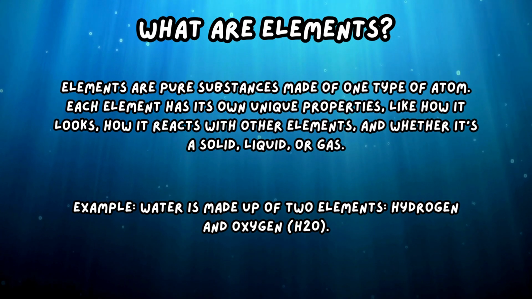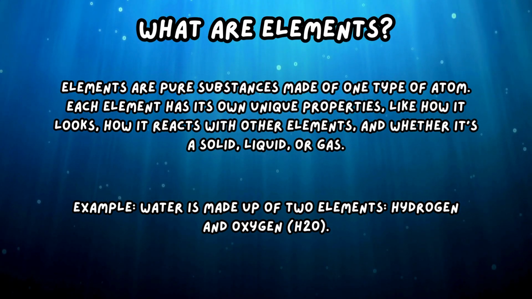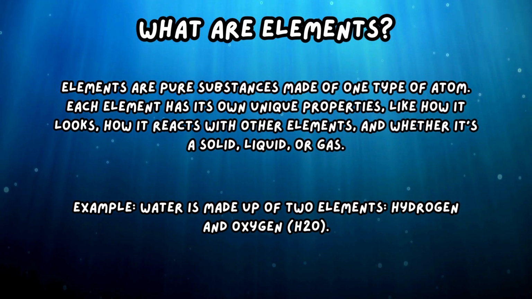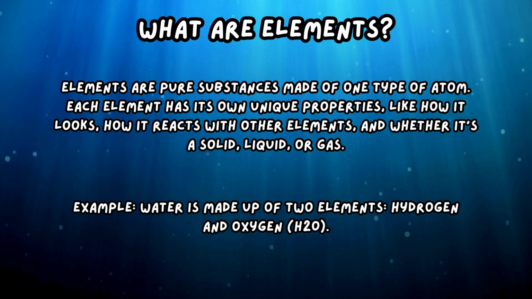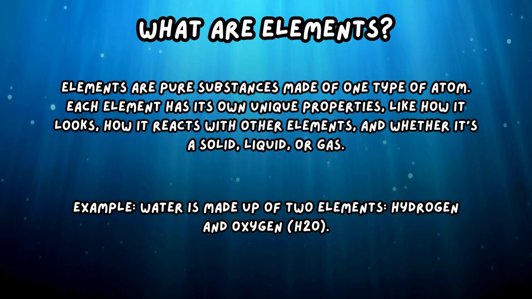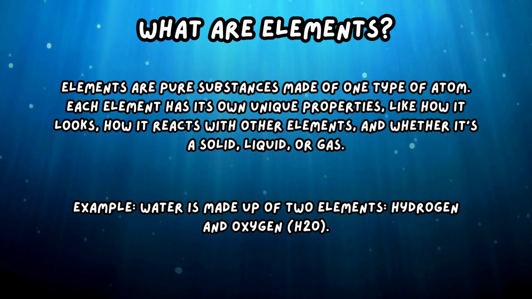What are elements? Elements are pure substances made out of one type of atom. Each element has its own unique properties, like how it looks, how it reacts with other elements, and whether it's a solid, liquid, or gas. Example, water is made up of two elements, hydrogen and oxygen.